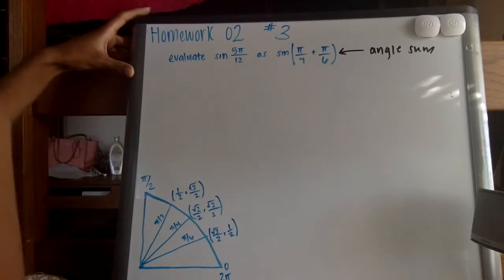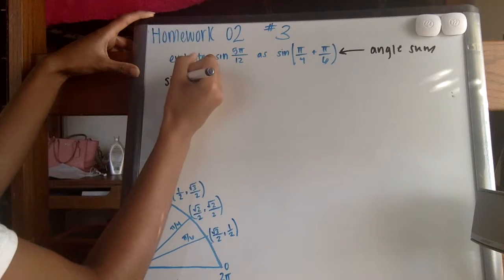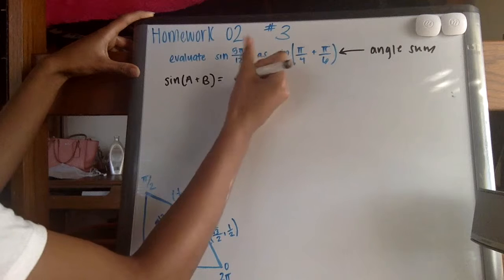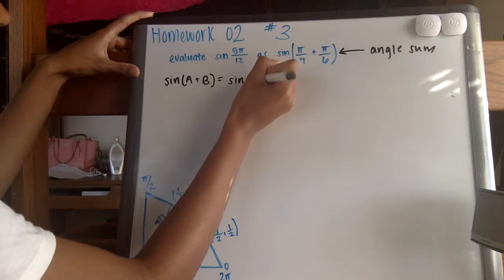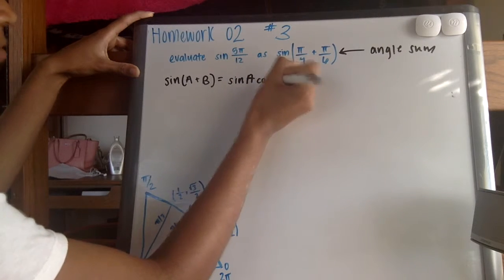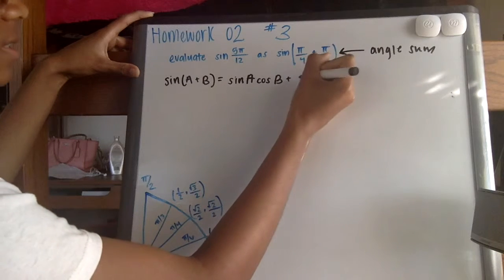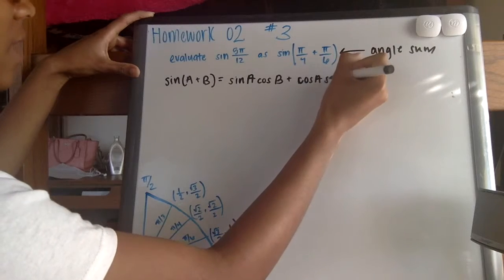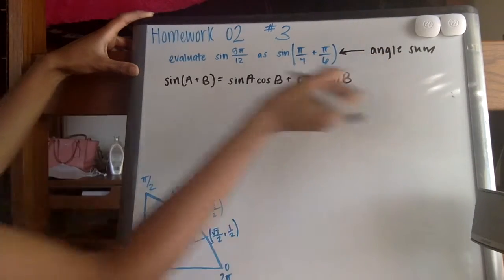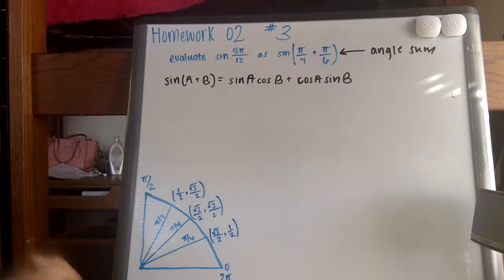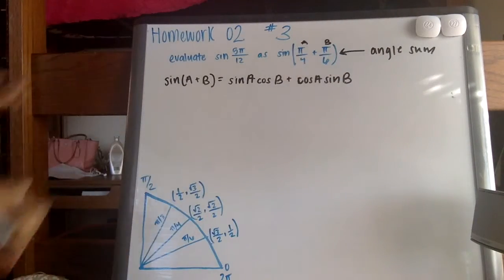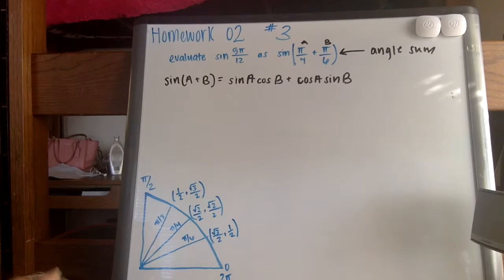Basically that formula tells us that sine of A plus B equals sine of A times cosine of B plus cosine of A times sine of B. It tells us that these two are equivalent. And so we already have our two that we're going to use, which is A and B. A is going to be π/4 and B is going to be π/6.